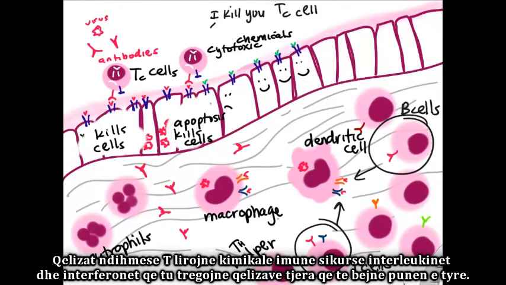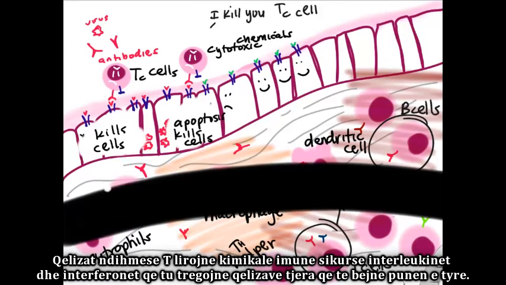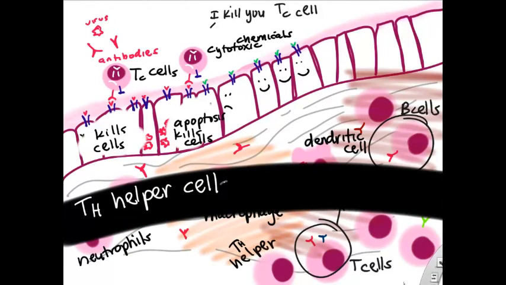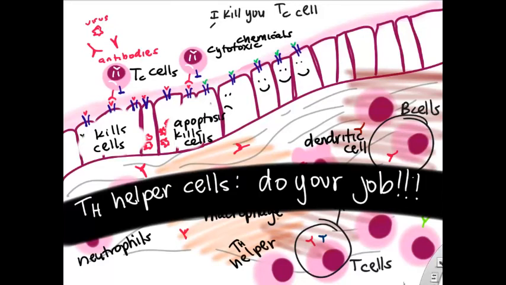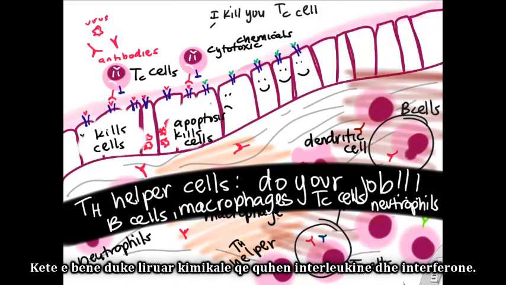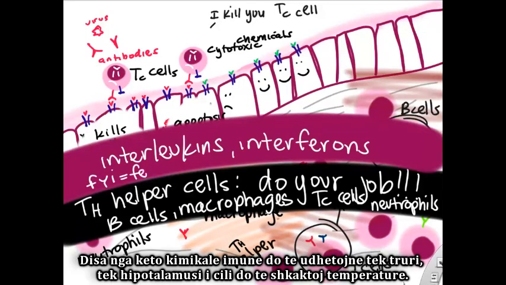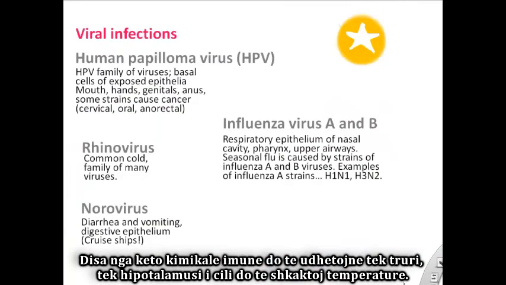The helper T cells will simply release immune chemicals like interleukins and interferons that tell all the other immune cells to do their job better. It tells B cells, macrophages, cytotoxic T cells, even neutrophils, to do their job. It does this by releasing chemicals called interleukins and also interferons. Some of these immune chemicals are going to travel to your brain and your hypothalamus and cause you to have a fever.